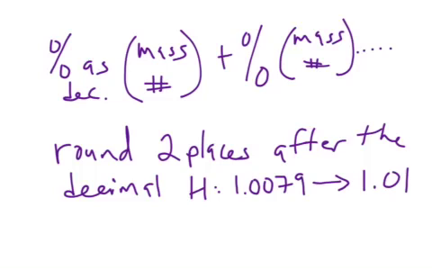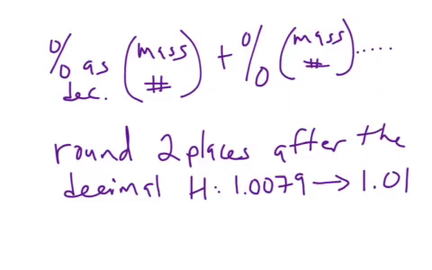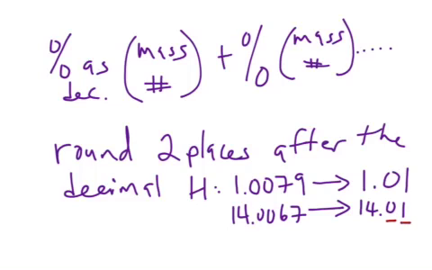And on this last slide I showed you nitrogen had an atomic mass of 14.0067. We're going to round that to 14.01. Again, we're always going to go out 2 places after the decimal for all average atomic masses. And that'll be the case all year long. That way, it doesn't matter which periodic table you use, you should end up with the exact same answers that I do in class.